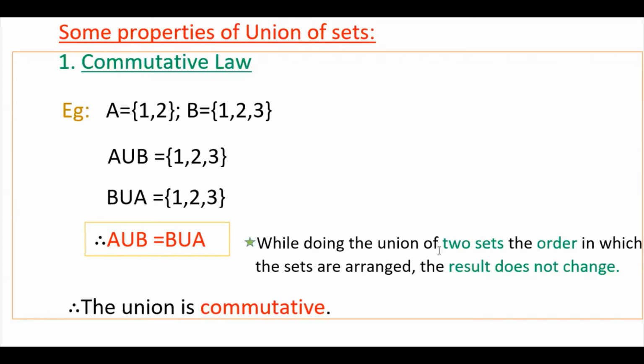So while doing the union of two sets, the order in which the sets are arranged does not matter. If you write the sets in any order, like A union B or B union A, the result does not change. So here the result is the same, 1, 2, 3. This is A union B and this is B union A. So A union B is equal to B union A. So you can take the union of the sets in any order. Therefore, the union is commutative.